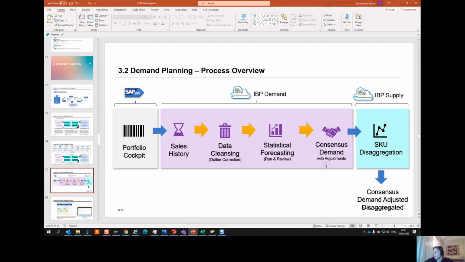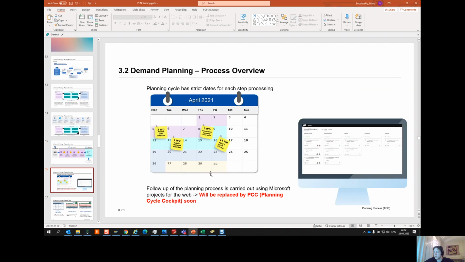And finally, we have the so-called consensus demand. It is a demand for the market not by SKUs, but by products, so only at product level or planning unit level. And when the information is uploaded to the supply module, it goes through the process of SKU disaggregation, which we just discussed briefly.